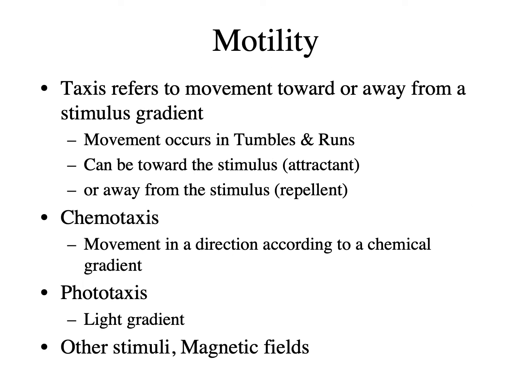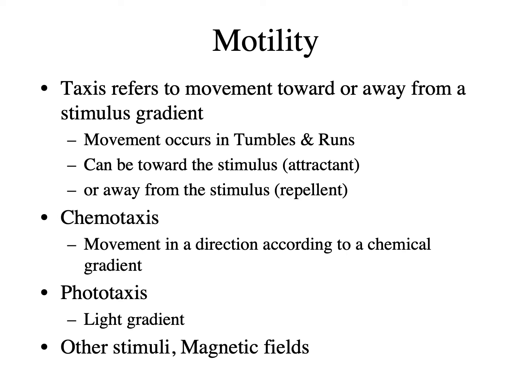Let's talk about motility. Taxis refers to the movement towards or away from a stimulus gradient. The movement can occur in runs, which are movement in a straight direction towards a chemical gradient, or tumbles, when the bacteria is reassessing its environment. It can move towards the stimulus if it's an attractant, if it's a type of food or energy that it wants to have, or it can move away from the stimulus. It can be repelled by the stimulus. It tries to avoid a toxin. It tries to avoid something that's harmful to it.